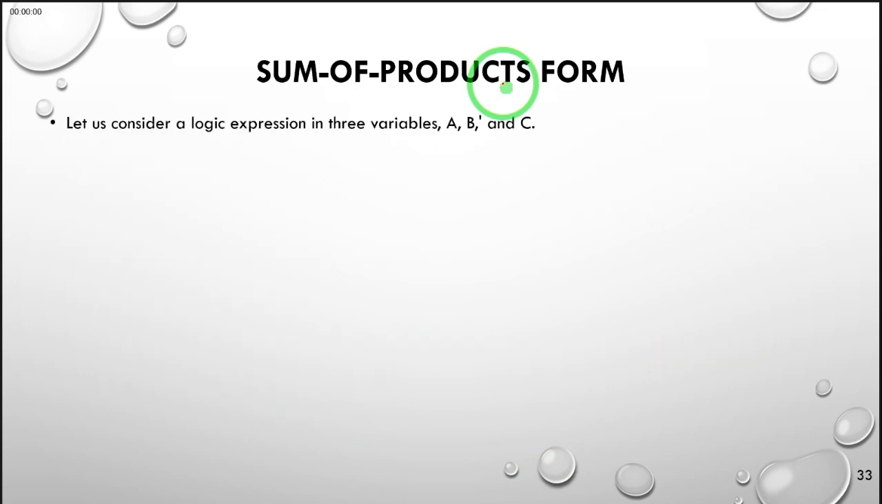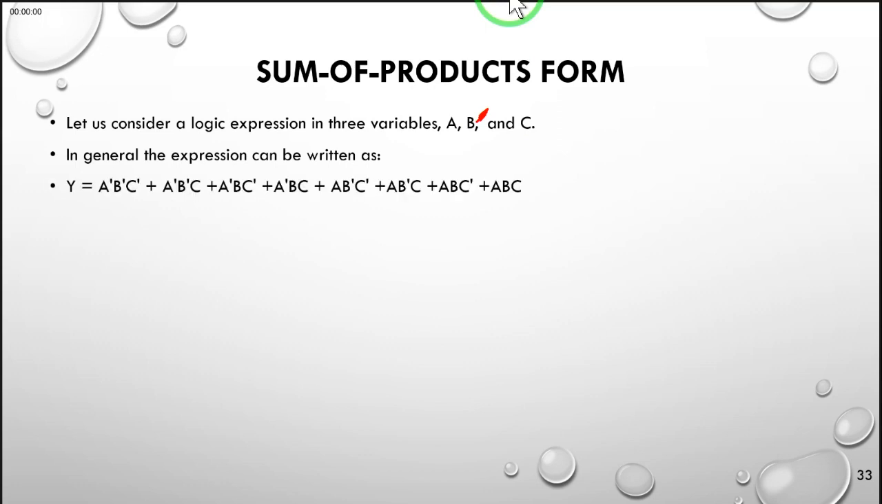We'll consider an example of a logic expression with three variables A, B, C, and you notice that this doesn't have the prime. In general, we say that an expression Y with the variables A, B, C may be represented as shown in this equation here. This would be a7, this would be a6, a5, a4, a3, a2, a1, and a0. You'll see how we are getting those.